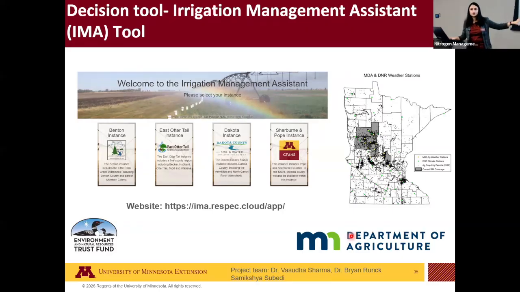This is a working tool, available for all counties. These were some initial counties, but now it is available in all counties of the state. You can go on this website, create an account, and create your field boundaries, and it will give you an irrigation recommendation based on where you are and what your soils are.